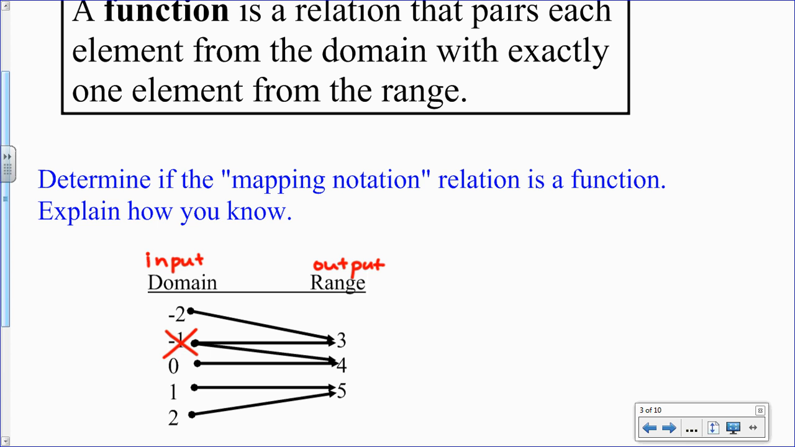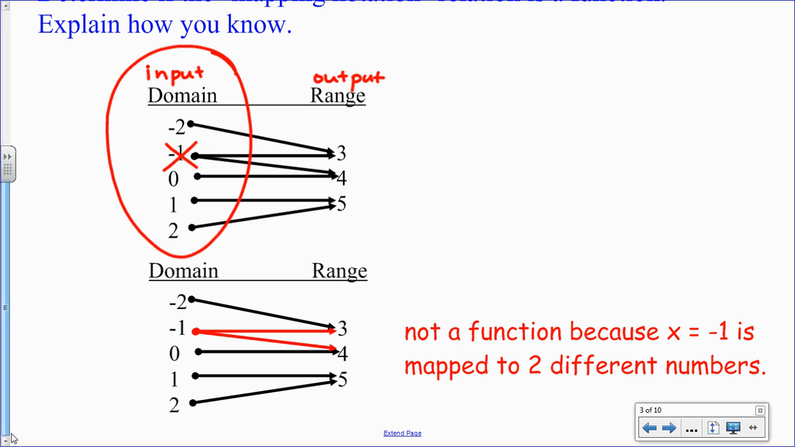The 1 and 2 both going to the 5, that's okay. So you can have the same output for different inputs, but you cannot have the same input for different outputs. So what you focus on are the x values, your inputs, and if it repeats and gives you different outputs, then you know it's not a function. So you're focusing just here on the input. So this is our reason here: x equals -1 is mapped to two different numbers.